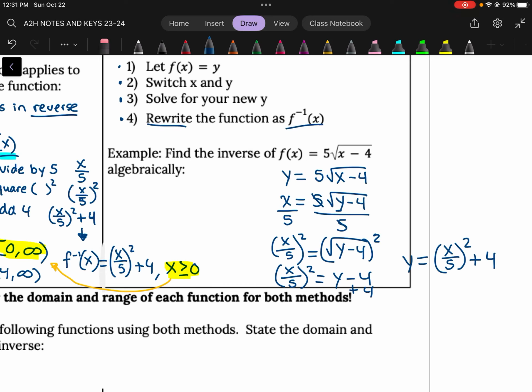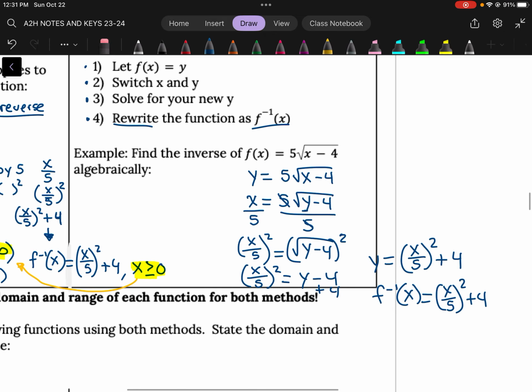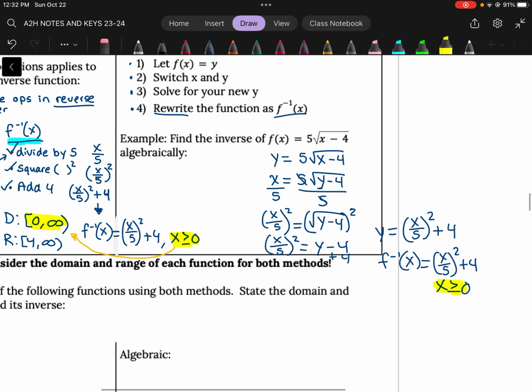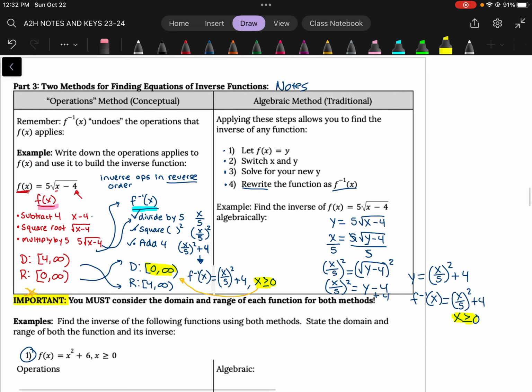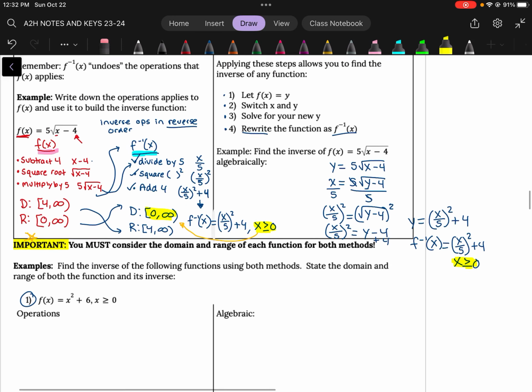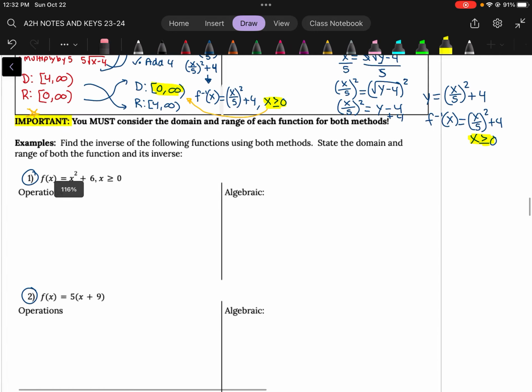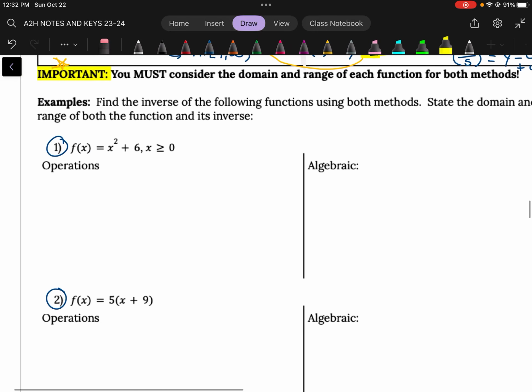Now the one thing you must do, you have to rewrite the function as f inverse of x, right? And we also have to figure out what the domain would be. And it still is going to be x has to be greater than or equal to 0. Right? And again, that comes from the range of the original being 0 to infinity. Right? Okay. Let's try a couple.